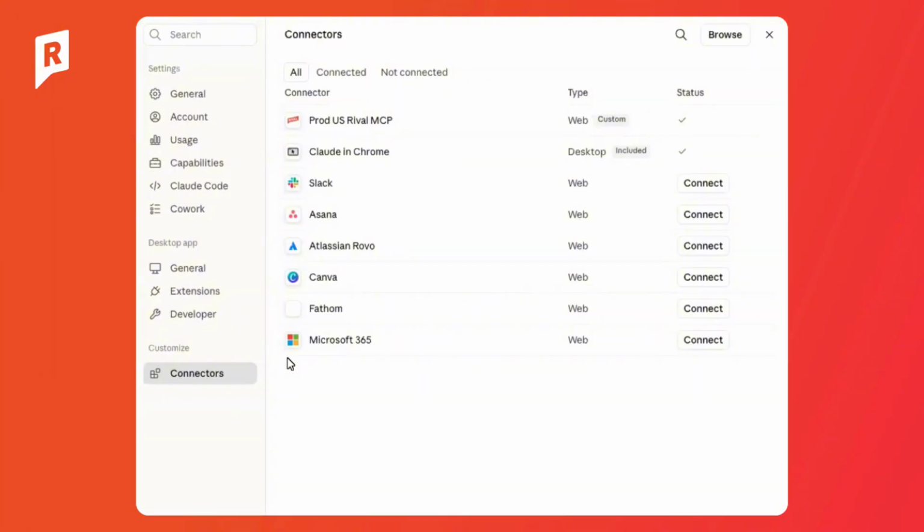Setup is a single connection. For Claude, I have set it up through connector settings. I sign in with the Rival login and give it access to the relevant research domains. And from that moment, the MCP only ever sees what I've authorized it. So here I'm going to go and start a new chat.